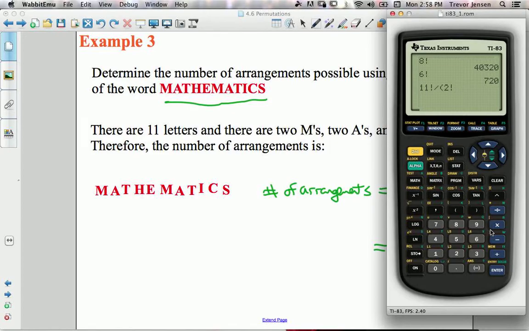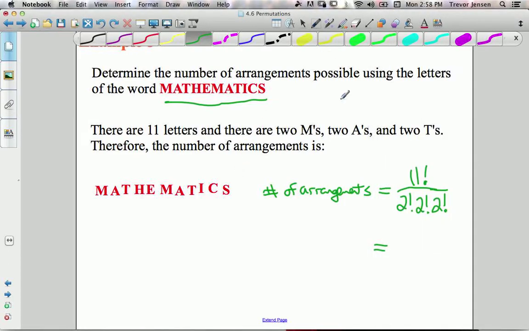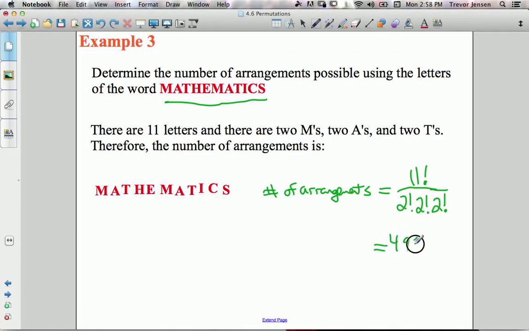factorial times 2 factorial times 2 factorial, and then close your bracket, and then enter, and we get 4,989,600. Those are the number of different ways I could arrange the letters in mathematics.